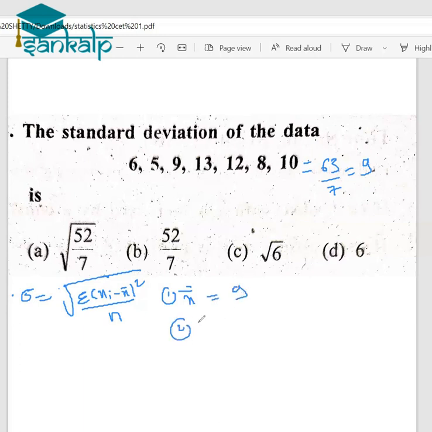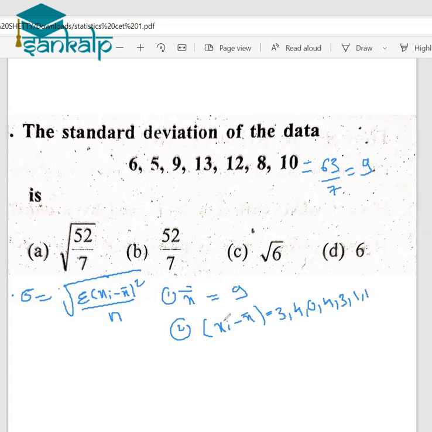Second step, we need to calculate xi minus x bar, the deviations. Consider the positive values, don't write the negative signs. 6 minus 9 is 3, 5 minus 9 is 4, 9 minus 9 is 0, 13 minus 9 is again 4, 12 minus 9 is 3, 8 minus 9 is 1, and 10 minus 9 is also 1.